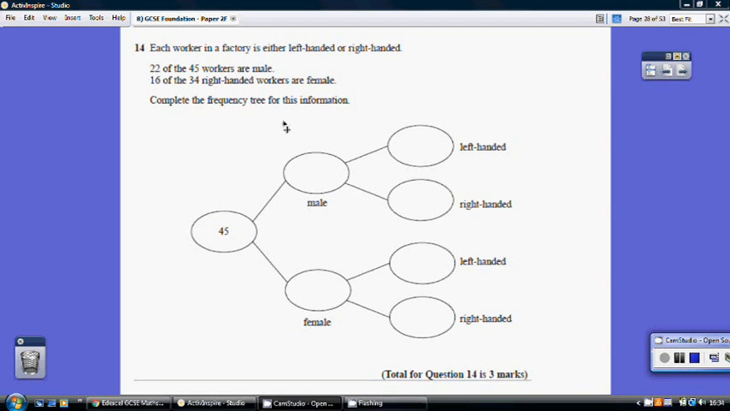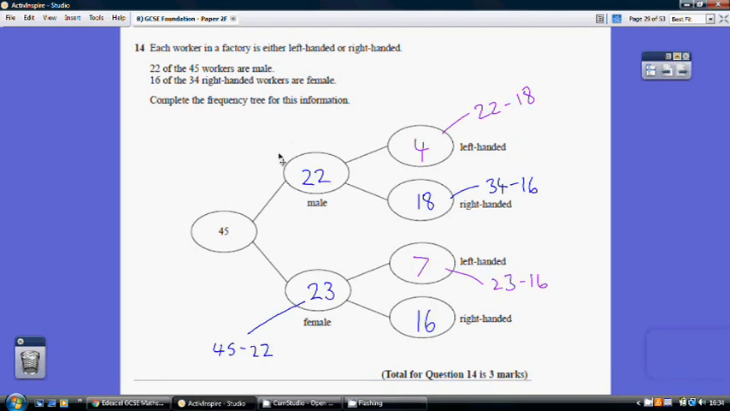Question 14, complete the frequency tree. Well, I'm told that 22 of the 45 workers are male, so I'll pop that in there. Given we've got 45 workers in total, the females must be 45 take away 22, which is 23. Now I'm told 16 of the 34 right-handed workers are female. So my female right-handed workers are 16. And my remaining right-handed workers, the male right-handed workers, must be 34 take away 16, which is 18.